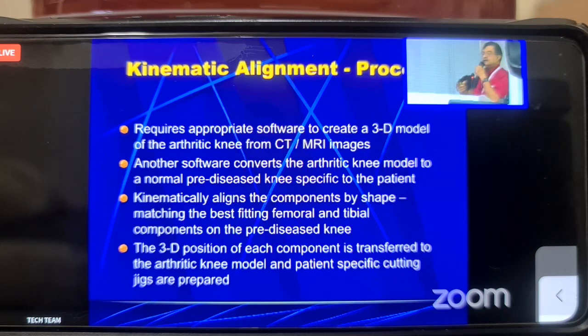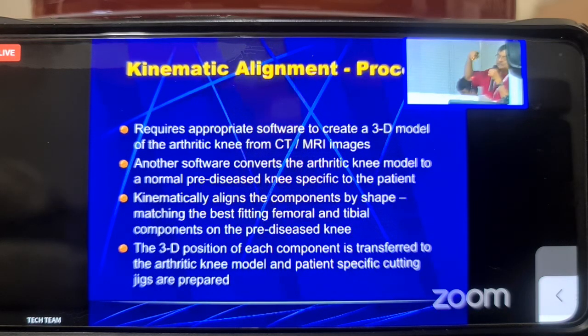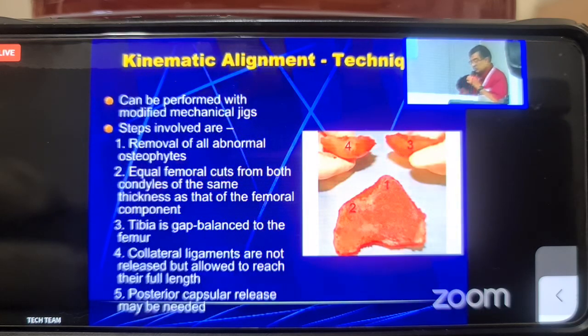In the other technique, what you're doing is you're cutting the leg to fit the suit. But here you're cutting the cloth to fit the leg, which is far more scientific. But we'll see what are the problems. So it kinematically aligns the components by shape matching, to make the best fitting femoral and tibial components of the pre-disease knee. And the 3D position is transferred to the arthritic knee model with a patient-specific cutting jig. Today we do this via the robotic.